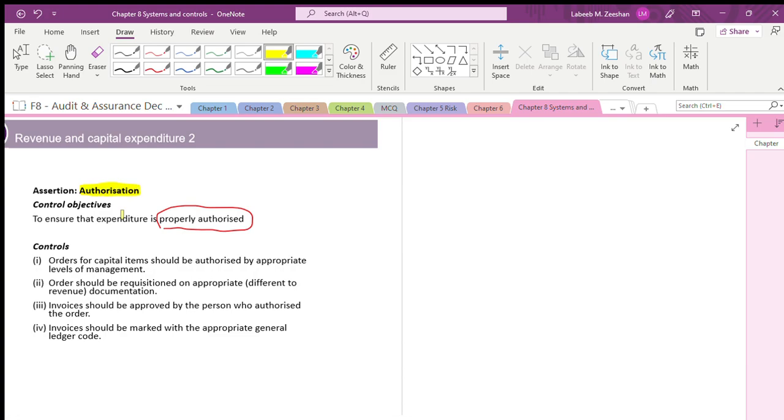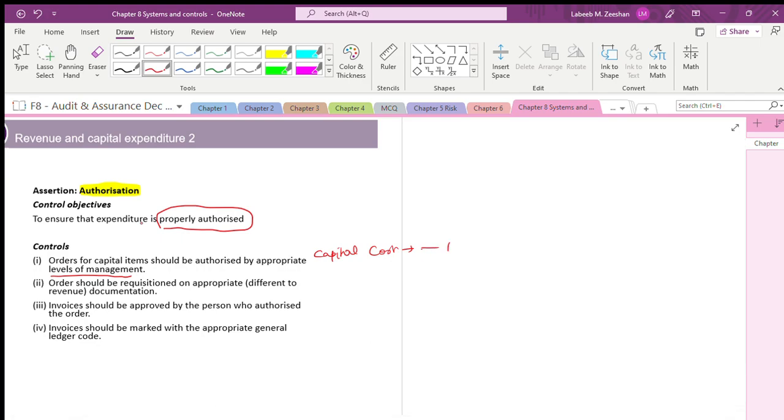This is the first time we are going to talk about assertion in terms of authorization. It says, to ensure that capital expenditure is properly authorized, whether it is a capital expenditure or a revenue. Orders for capital expenditure items should be authorized by an appropriate level of management. A capital cost will not be a small amount, it will be a huge amount. When it is a huge amount, definitely the level of authority increases.